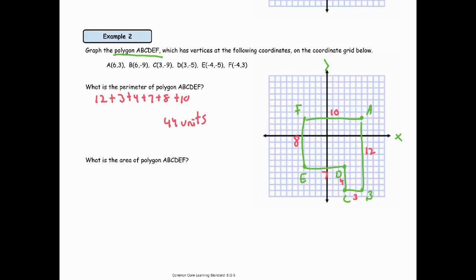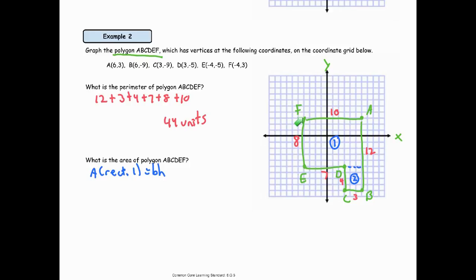Now for the area of that polygon, the easiest way I think to do this would be to split it, to decompose it into two rectangles. So we have rectangle 1 and rectangle 2. The area of rectangle 1 we can find by multiplying the length of the base times the height. Now the base of rectangle 1, we can use the length of this side up here, is 10 units.